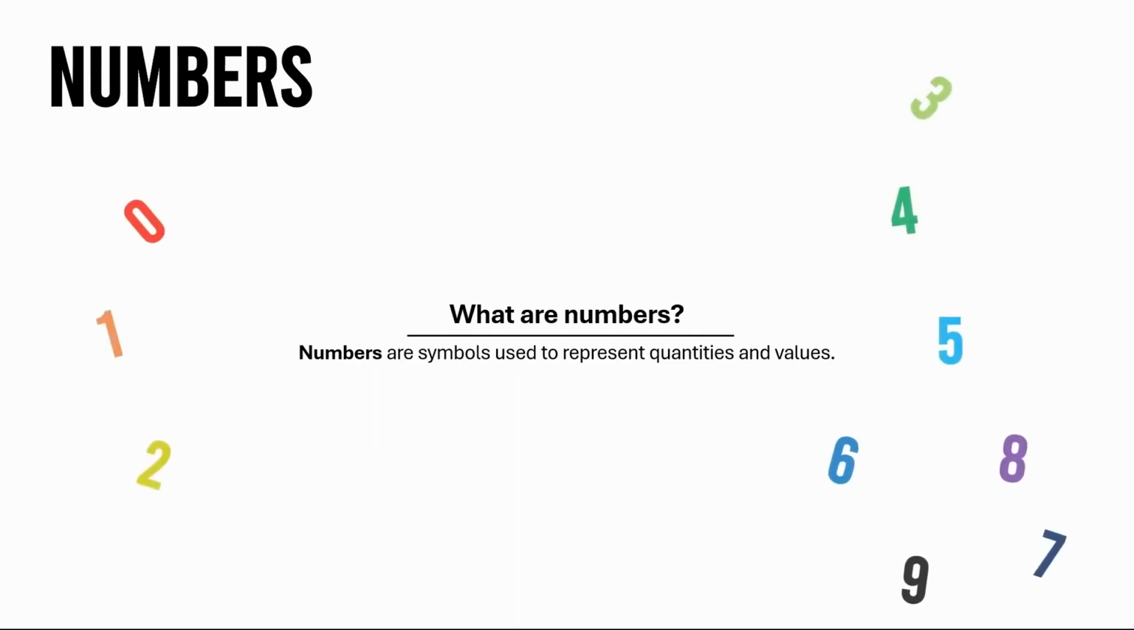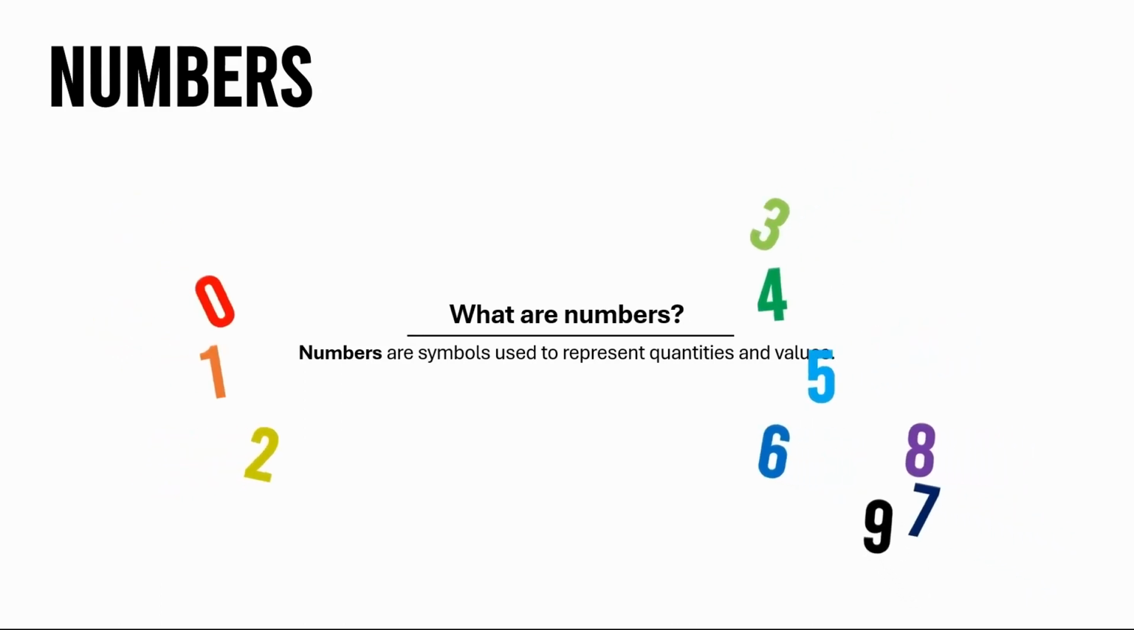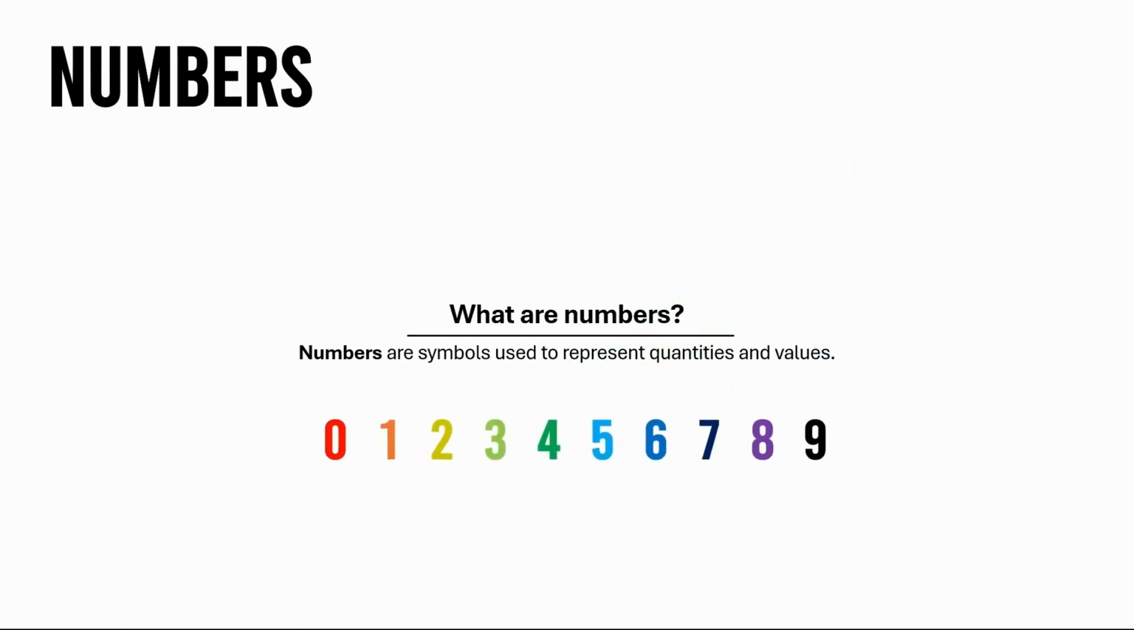Numbers. What are numbers? Numbers are symbols used to represent quantities and values. These are the numbers, in that order, from 0 to 9.